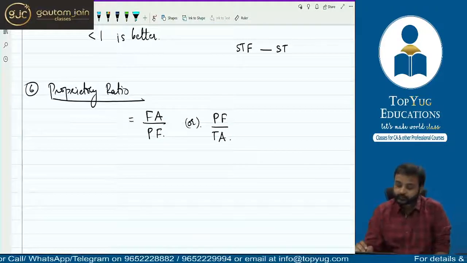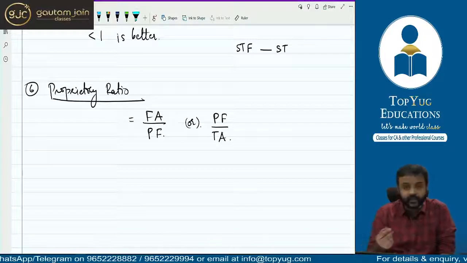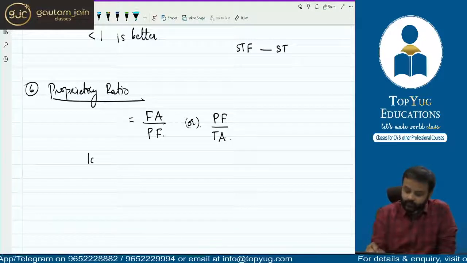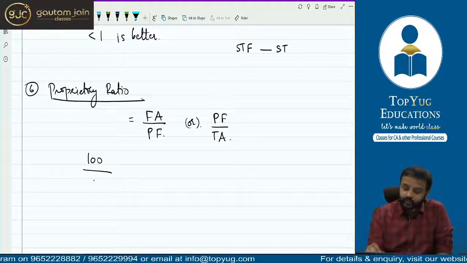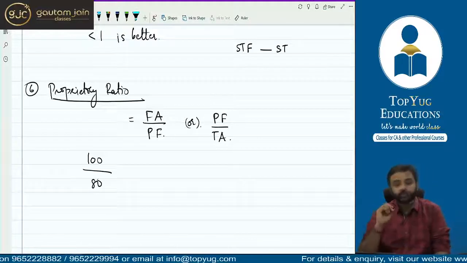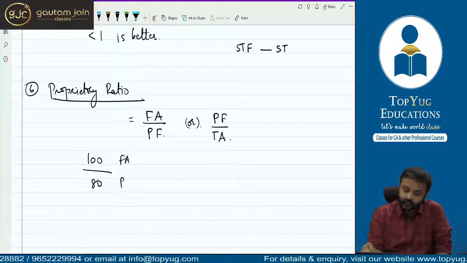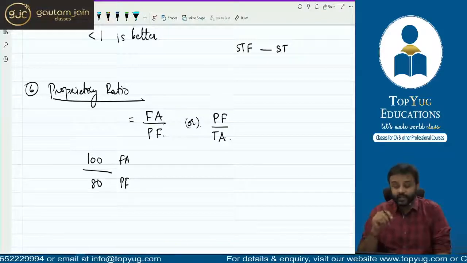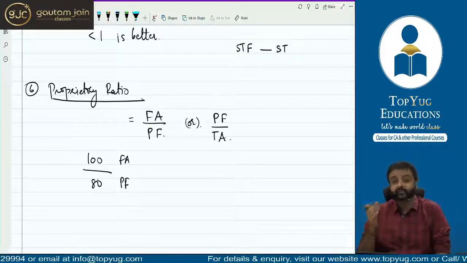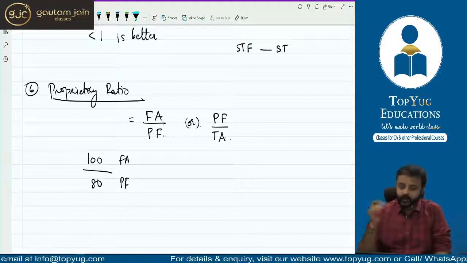So now tell me, if I take an example, fixed assets is 100 and proprietor funds is 80. What does this mean? Fixed assets is 100 and proprietor funds is 80. What does this mean? Fixed assets worth 20 has been funded from debt funds, has been funded from borrowed funds. This is what we can understand, right?